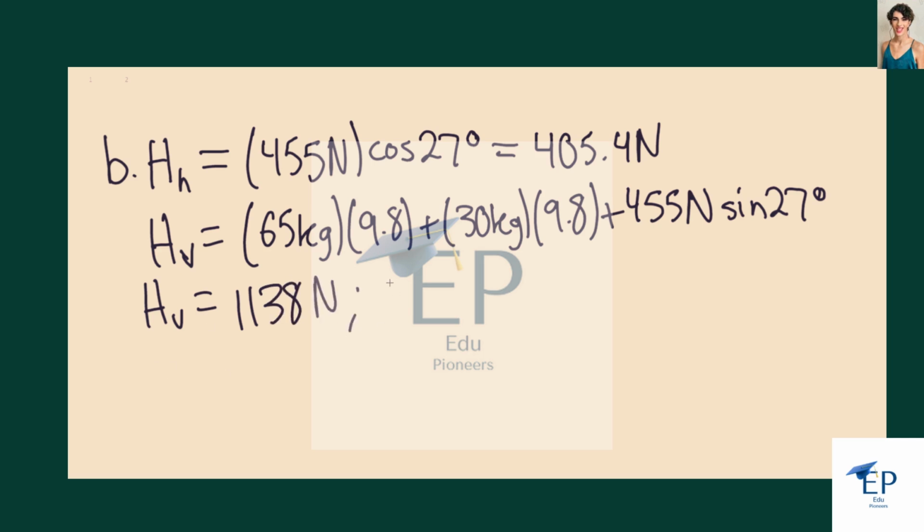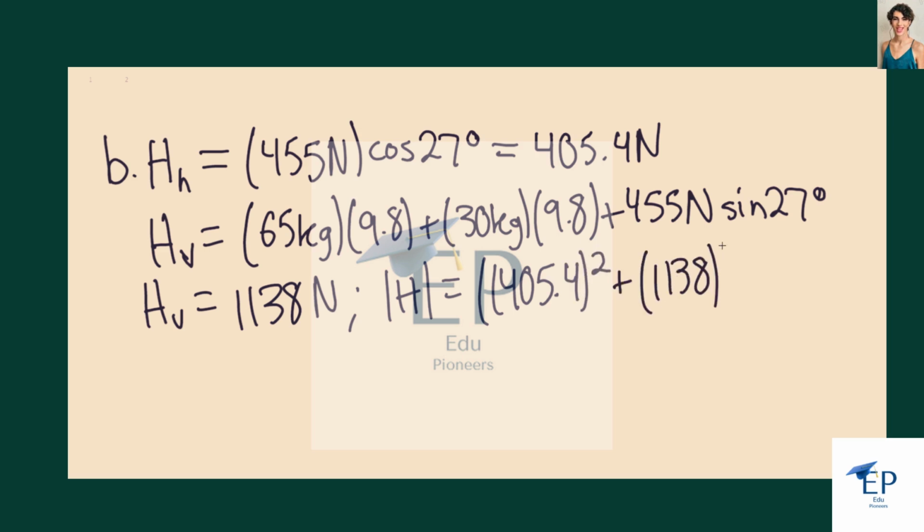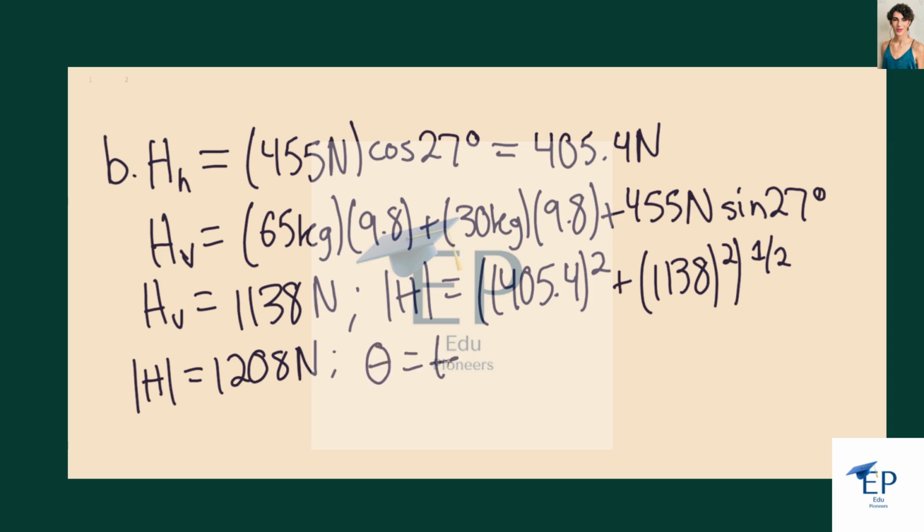So the magnitude of the force that the hinge is exerting on the beam would be equal to 405.4 squared plus 1,138 squared, all to the 1/2 power. And so the magnitude of this force would be equal to 1,208 newtons. To find the angle, this would simply be the arctangent of the y component divided by the x component.